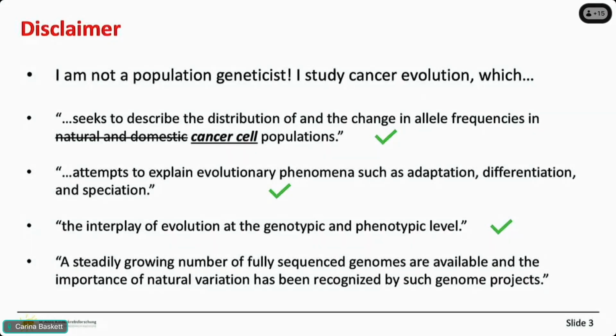And then we have this last sentence: a steadily growing number of fully sequenced genomes are available, and the importance of natural variation has been recognized by such genome projects. As you can imagine, this is 100% true in cancer research. Over the past 5 to 10 years, there have really been many studies that have sequenced thousands and thousands of cancer genomes. And from these, we've actually inferred new insights in terms of how they evolve. So we can take that as well.